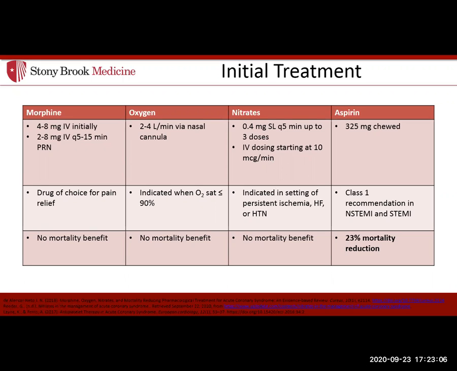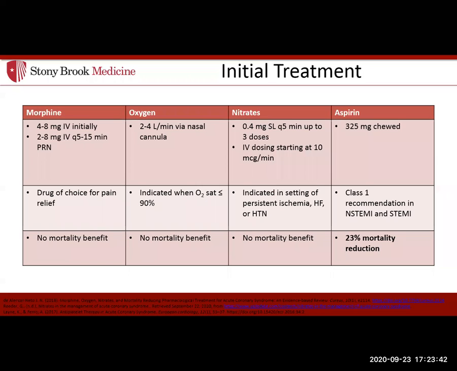And out of all of the MONA treatments, the most important to focus on is aspirin. When patients present, we usually give them 4 tablets of aspirin chewed right away. And this is because it has a 23% reduction in mortality. The way that aspirin works is it's blocking platelet activation and aggregation, and therefore it's effective in reducing blood clot formation and preventing any further damage from the clots or plaque that are already there. So what to take away from this is the importance of aspirin in acute myocardial infarctions.